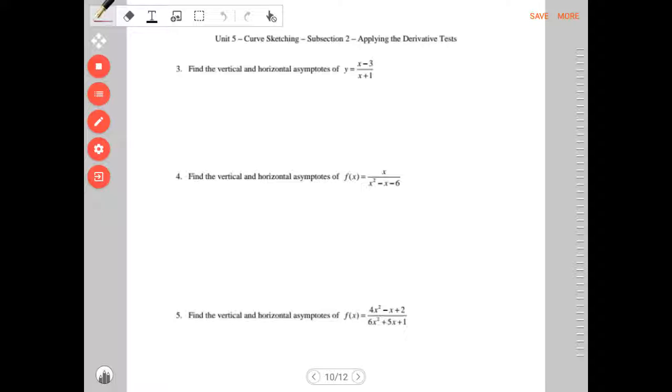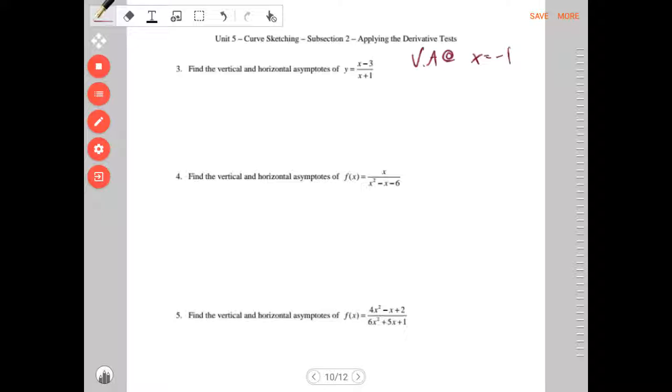Okay, so find the vertical and horizontal asymptotes of these. So we have a vertical asymptote at x equals minus 1. Okay, hopefully you find that's really straightforward.